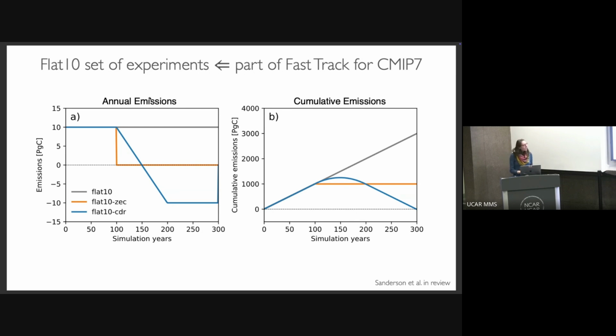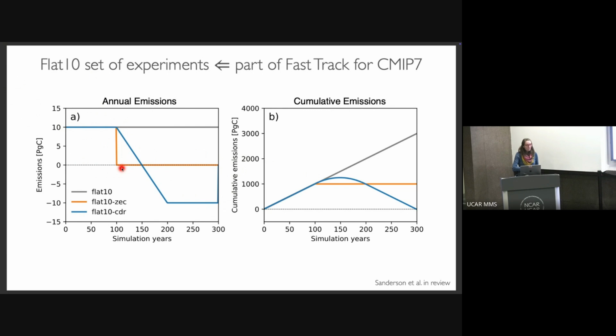The emissions look like this. So the emissions are approximately like fossil fuel emissions today at 10 petagrams of carbon per year for 100 years. So that gets you to 1,000 petagrams of cumulative emissions, which is what we see over here in the blue line. And then we have an experiment in orange where the emissions go immediately to zero.